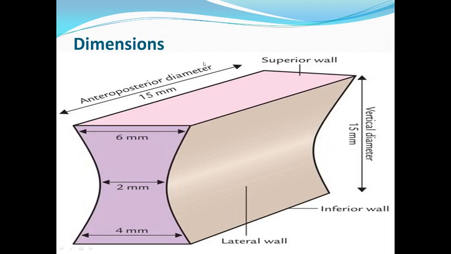When you see a coronal section of the middle ear cavity or the tympanic cavity, you can see this coronal section is biconcave in shape, and the lateral wall and the medial wall are closest to each other in the middle of it. The distance separating these two walls above will be 6 millimeters, below will be 4 millimeters, and in the center is approximately 2 millimeters. So this is all about the shape and size of tympanic cavity.